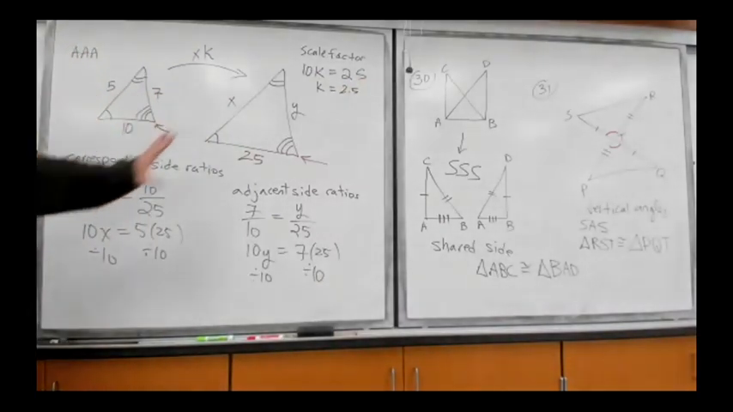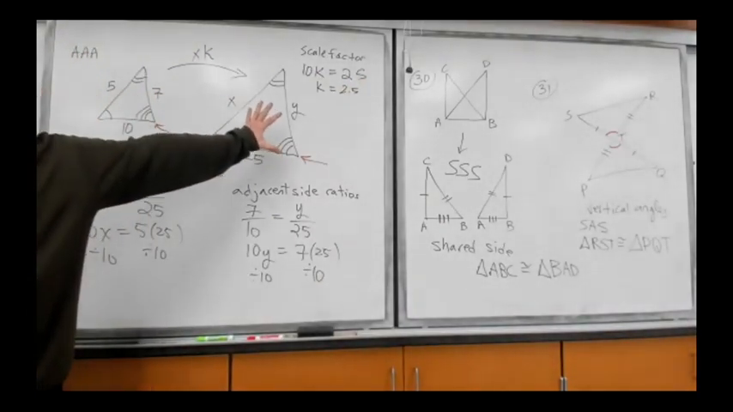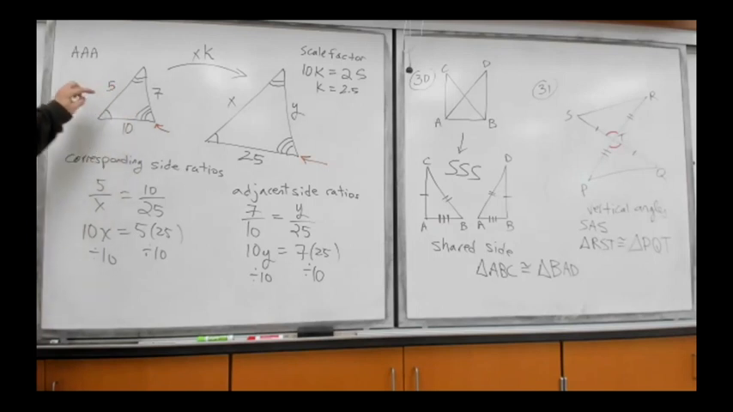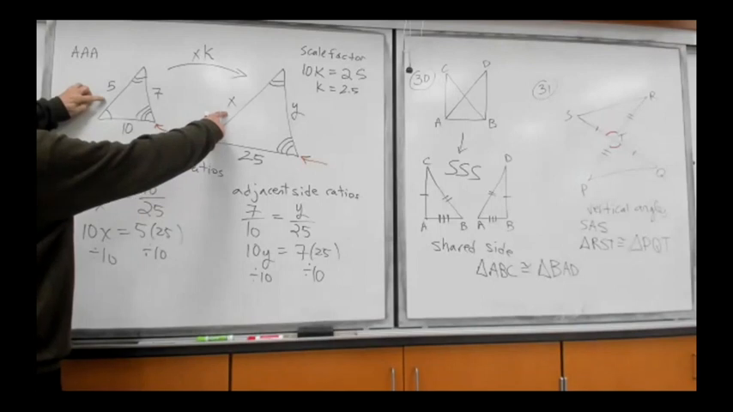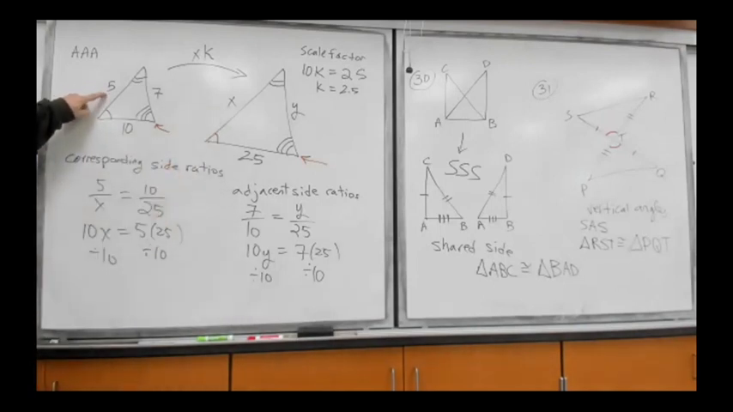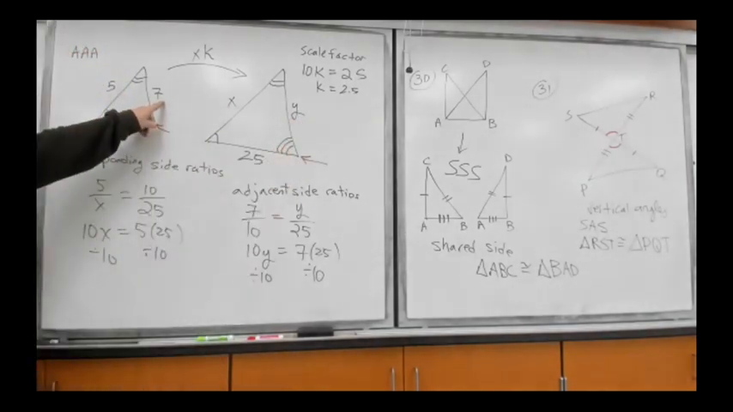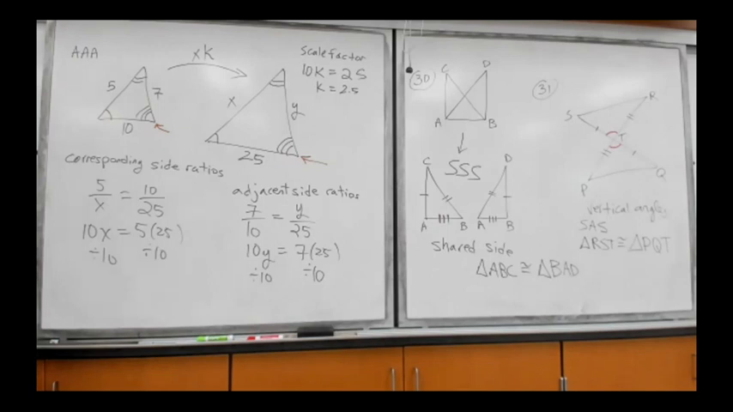So the larger triangle is 2.5 times bigger than the smaller triangle. All right, and that's another way you could solve these problems. That might be easier sometimes. So to get the x, multiply the 5 by 2.5. To get the y, multiply the 7 by 2.5. That'll work. And depending on the situation, that actually might be easier. And that's called the scale factor.